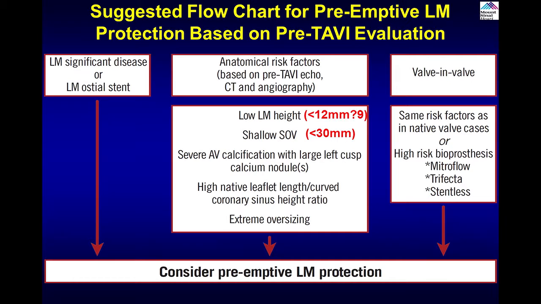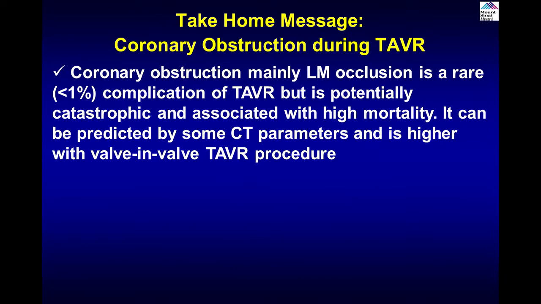Now in the cases which we have done, none of them required deploying the stent, but we have used that technique. And for valve-in-valve, of course, the high-risk bioprostheses are the stentless valves, and the two others, Mitroflow and Trifecta, because of the large valve leaflets, are associated with higher coronary obstruction when you do a TAVR. With that note, next, we just sum it up.